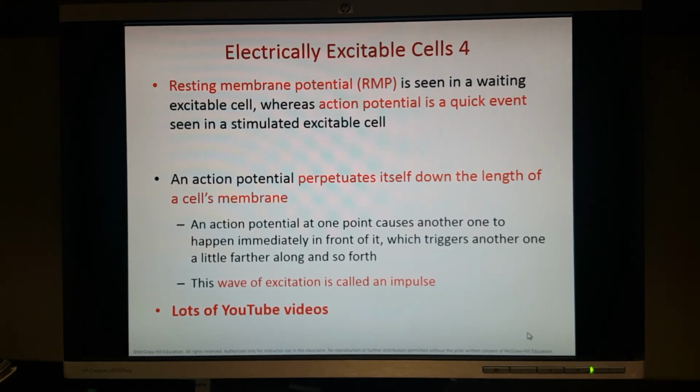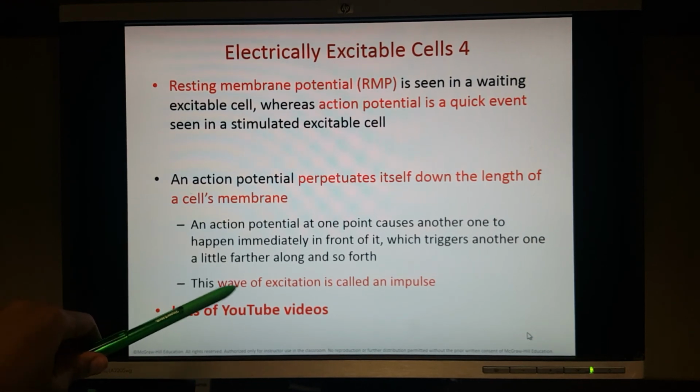And this action potential, as it depolarizes, actually triggers the next section of the cell to start reaching threshold and start its own depolarization. So it ends up traveling along the cell's membrane until it gets to the T-tubule and then moves into the T-tubule to activate the sarcoplasmic reticulum to release the calcium. So this wave of excitation is called the impulse.